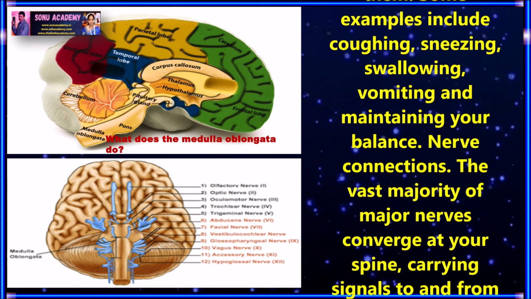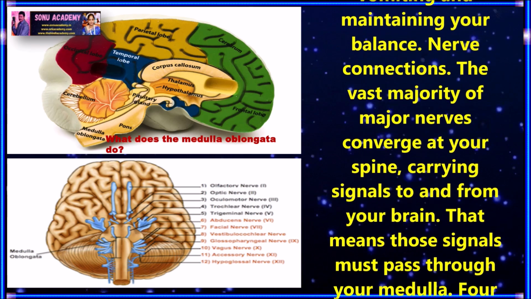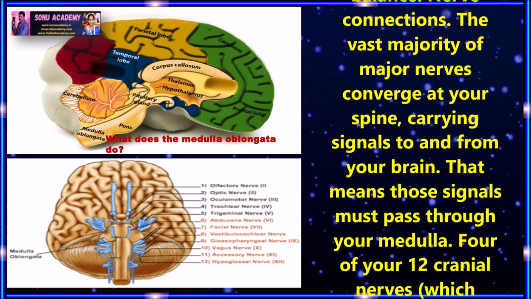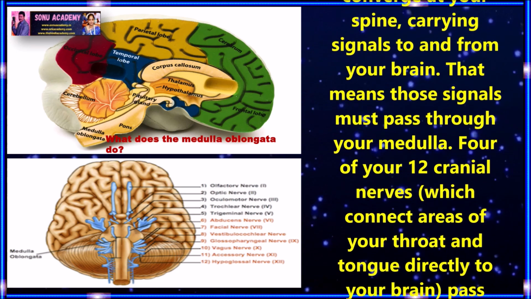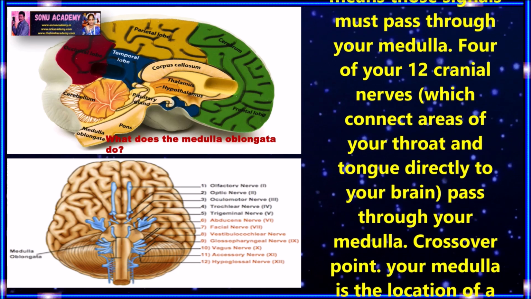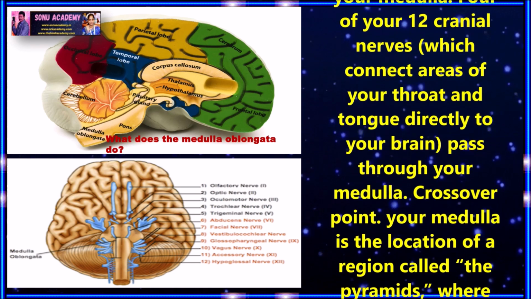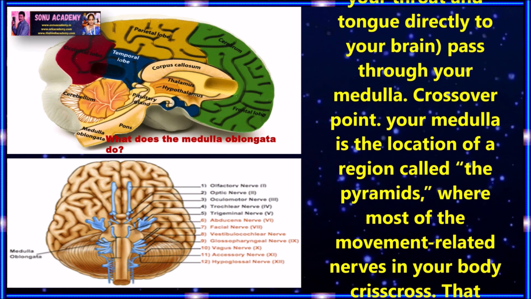Then, nerve connections to the medulla oblongata. The vast majority of major nerves converge at your spine, carrying signals to and from your brain. That means those signals must pass through your medulla. Four of your 12 cranial nerves, which connect the area of your throat and tongue directly to your brain, pass through your medulla.